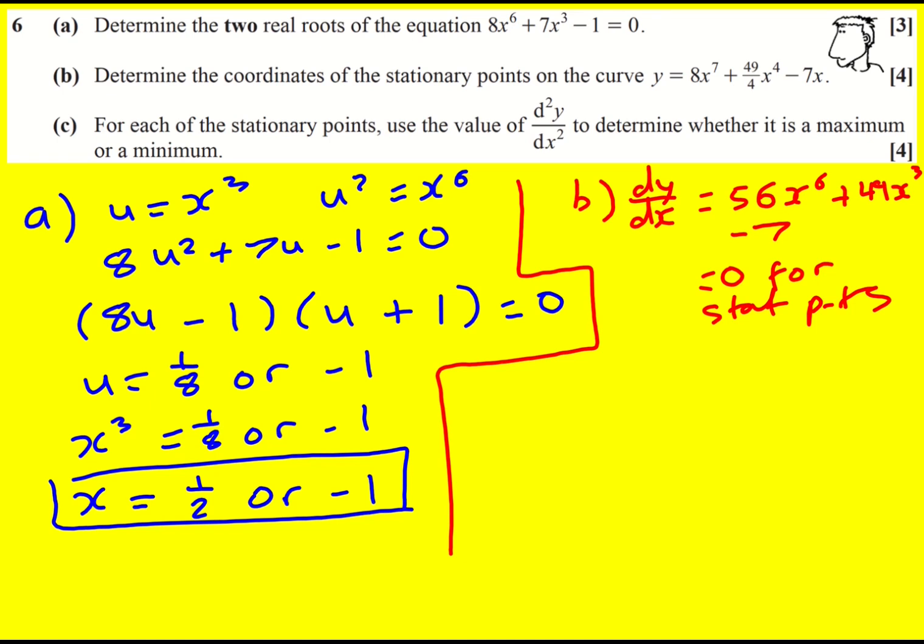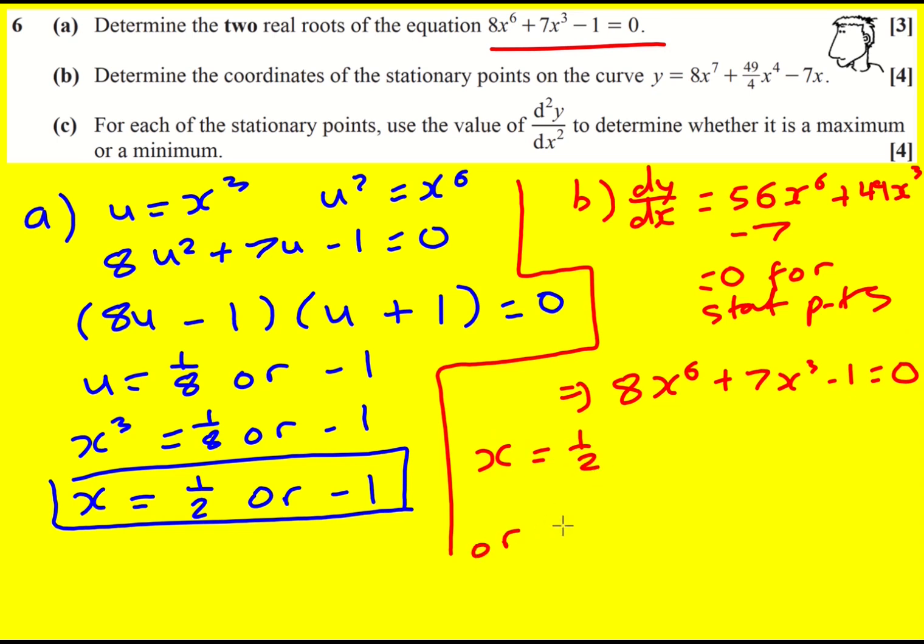Okay, let's divide through by the common factor of 7, which takes us back to 8x to the 6 plus 7x cubed minus 1. You can probably see why I just did that, because we're back to here. x equals a half, or x equals minus 1. This time we're finding the coordinates, so we need the y values as well. So you have to put them back in.